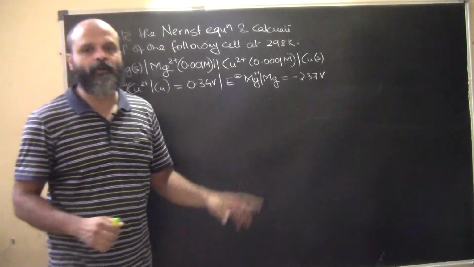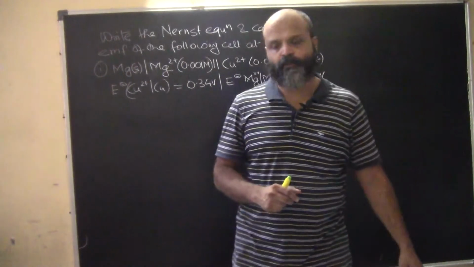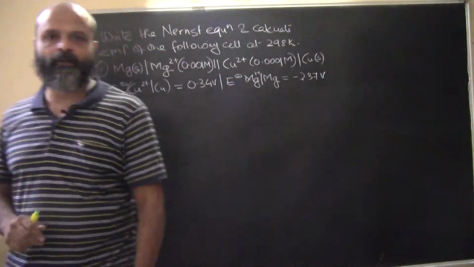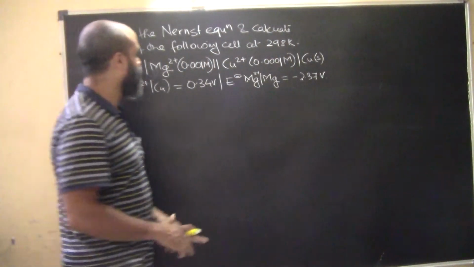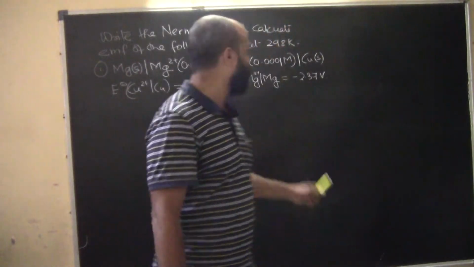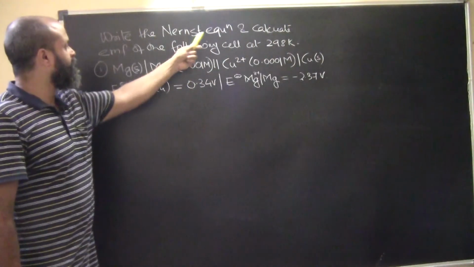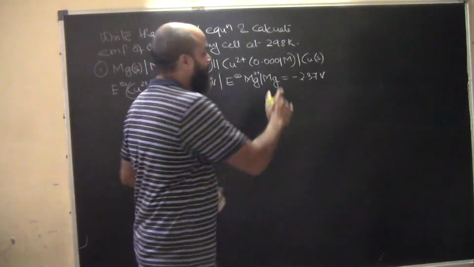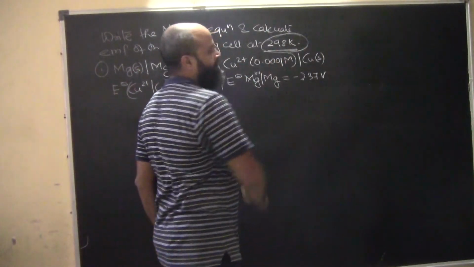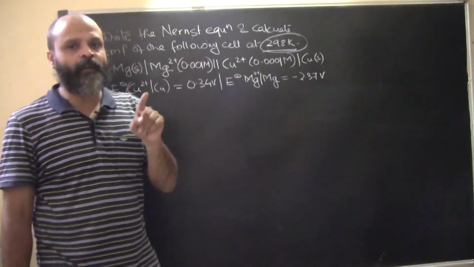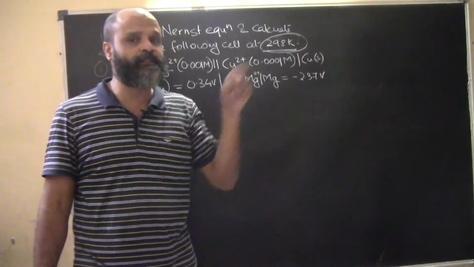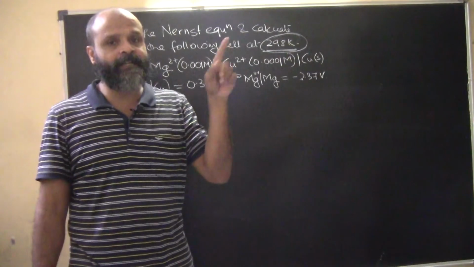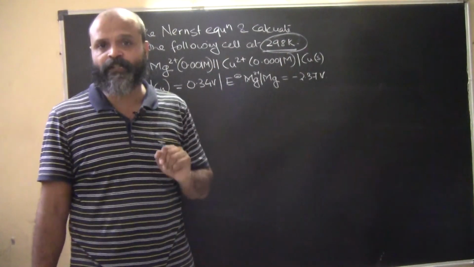We are going to cover some problems based on the Nernst equation, so that our concepts become clearer. Let's look at this problem. What is given here is, write the Nernst equation and calculate the EMF of the following cell at 298 Kelvin. This is one of the major factors, because in this case we do not have to take the Nernst equation in the form of 2.303 RT. We can directly take 0.059 because we have calculated those values.